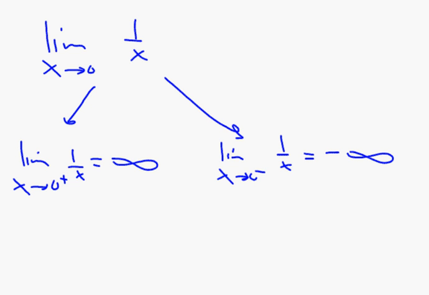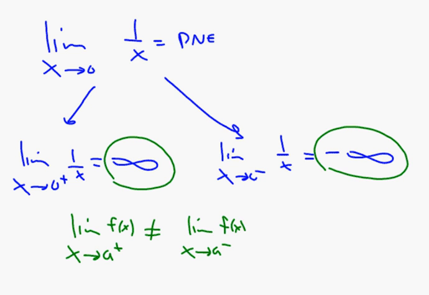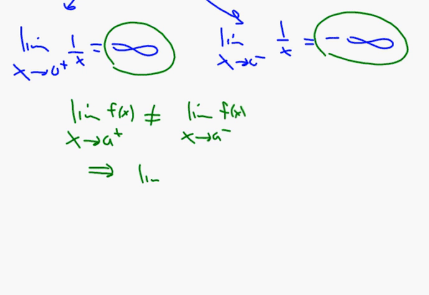All right? So here's the answer. The answer to this limit does not exist. And the reason it does not exist is because on the right side of 0, we get positive infinity. On the left side of 0, we get negative infinity. If the limit as x approaches some number from the right does not equal the limit as x approaches some number from the left of a particular function, then we say the two-sided limit as x goes to a of f of x does not exist.